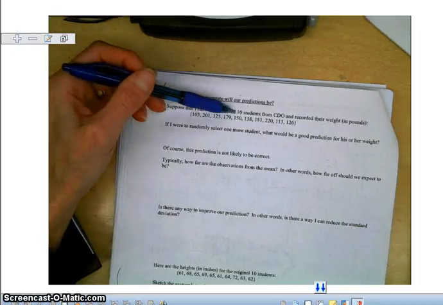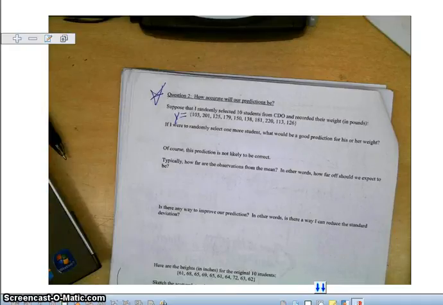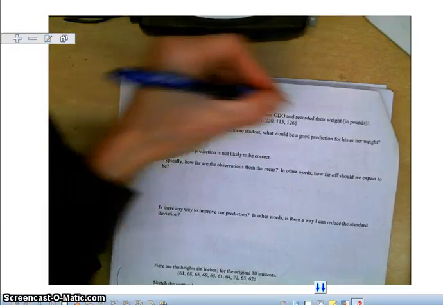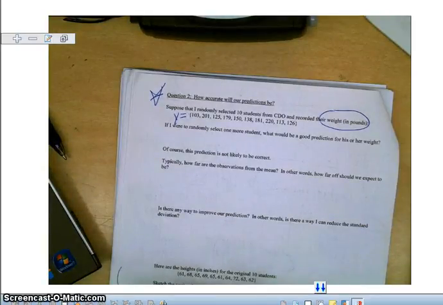I'm picking 10 students and I'm recording their weight. So these are their weights. I'm going to call these Y's, and there's a reason for that. These are Y's. These are weights in pounds. If I were randomly to select one other person, what would be a good prediction for his or her weight?